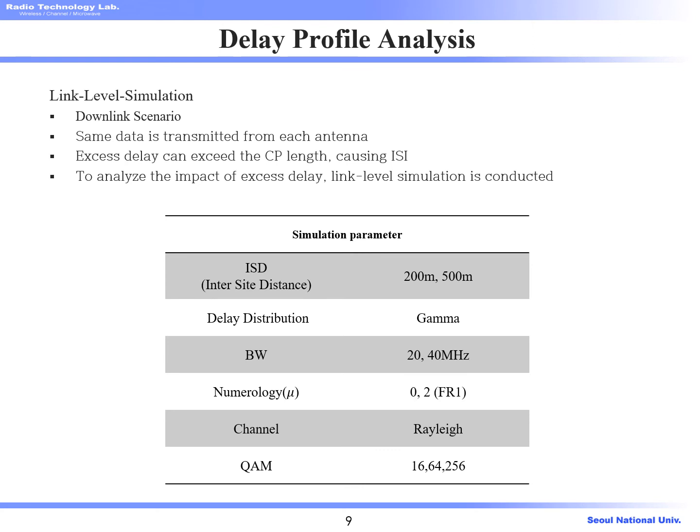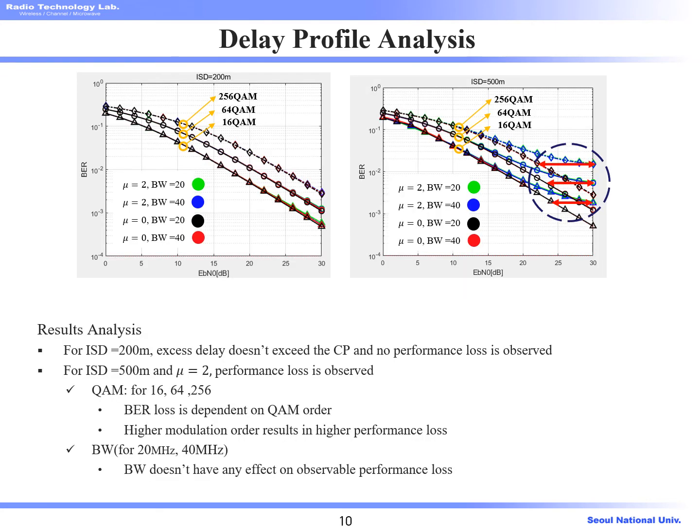We also considered two bandwidths, 20 MHz and 40 MHz, and the channel was assumed to be Rayleigh fading channels. We also considered three modulation schemes, 16 QAM, 64 QAM, and 256 QAM. Both of the urban micro and urban macro scenarios were considered. By conducting the link level simulation, we were able to obtain the BER to SNR graph for each of the scenarios shown in the previous slide.